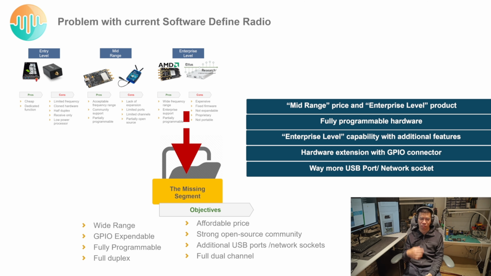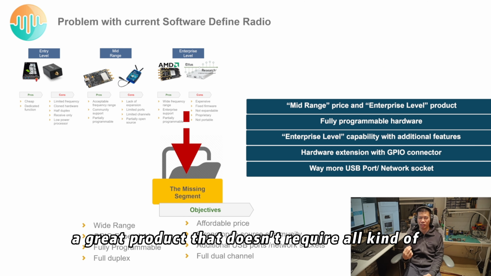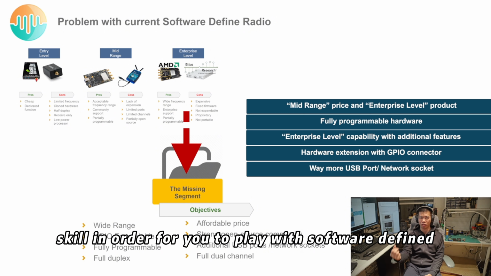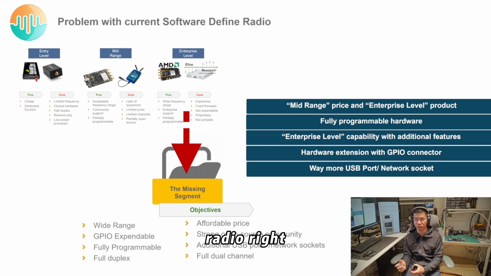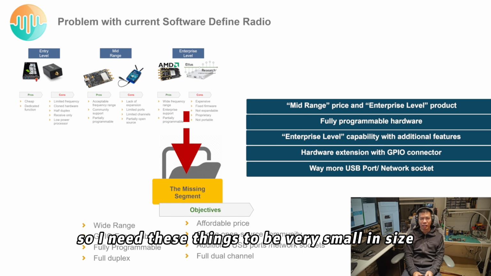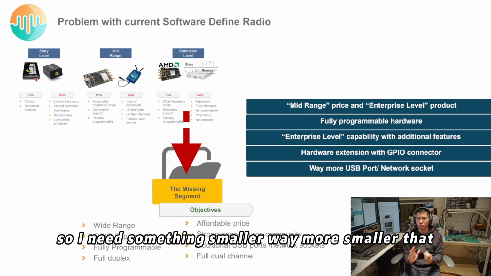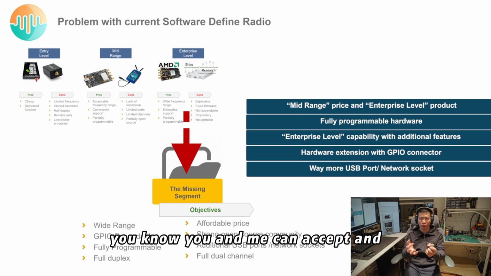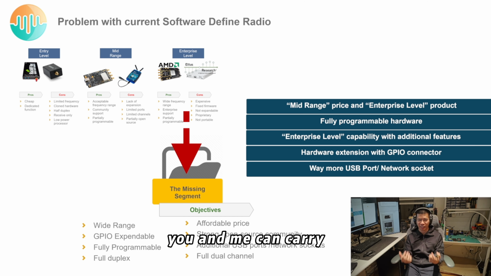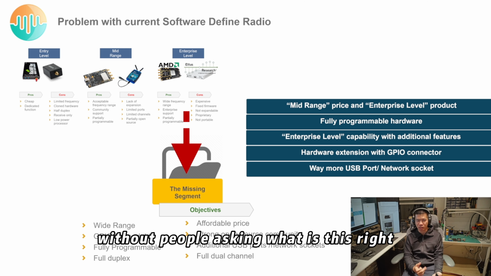So I need to find some way to build a great product that doesn't require all kinds of hardware skill in order for you to play with software-defined radio, right? So I need these things to be very small in size. USRP is big, Raptor is big, so I need something way smaller that you and me can carry without people asking what is this, right?